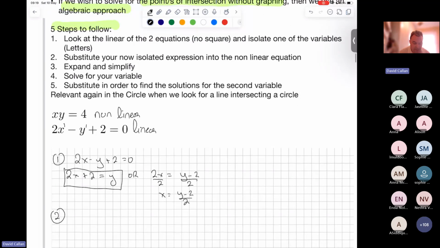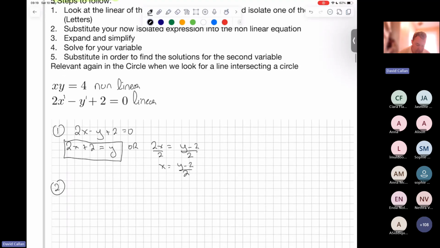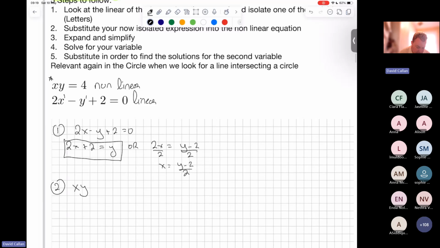Let's have a read. Substitute your now isolated expression into the nonlinear equation. Okay, cool. I can do that. The nonlinear one I've already labeled up here, so I have xy equals 4. Now I'm going to sub in y. So I do x(2x plus 2) instead of y, equals 4. That's just me literally subbing in what I said y was equal to. I said y is equal to 2x plus 2, so I replace y with 2x plus 2. I used a bracket because x was multiplying y when they're stuck together, and I want to make sure I'm showing that as well.